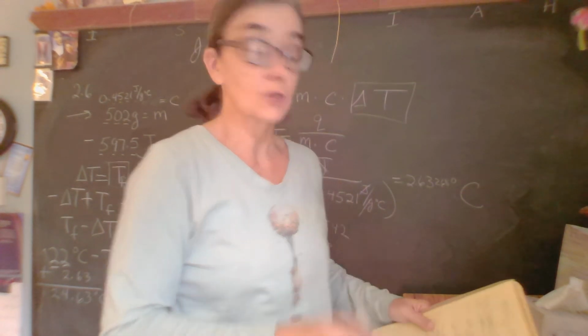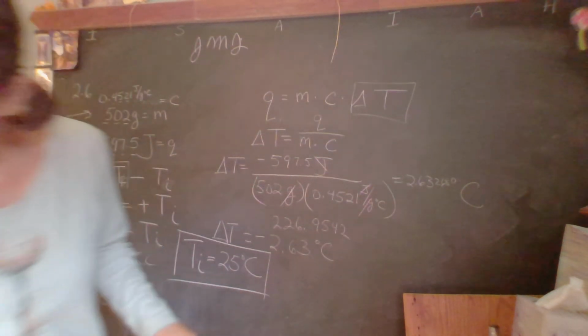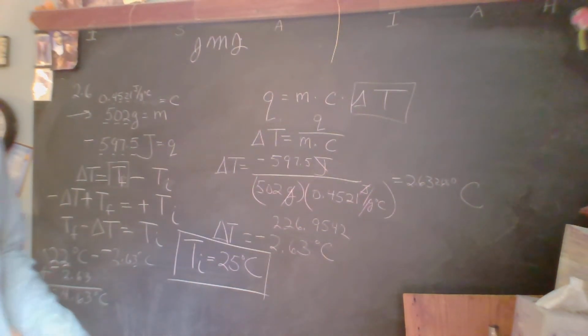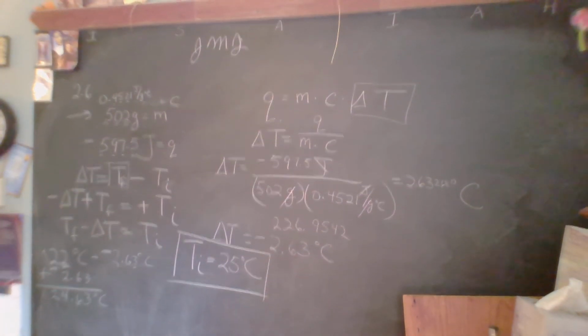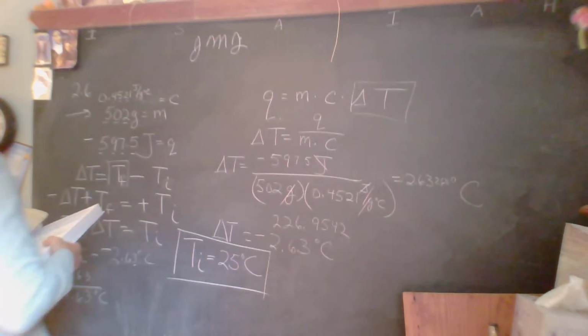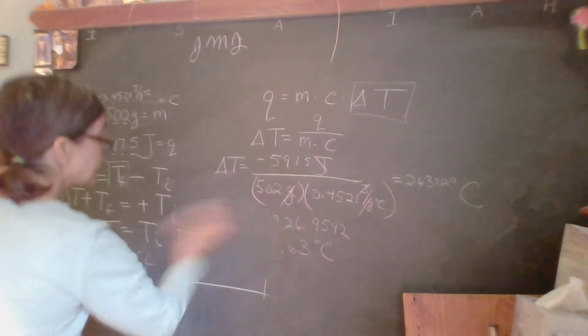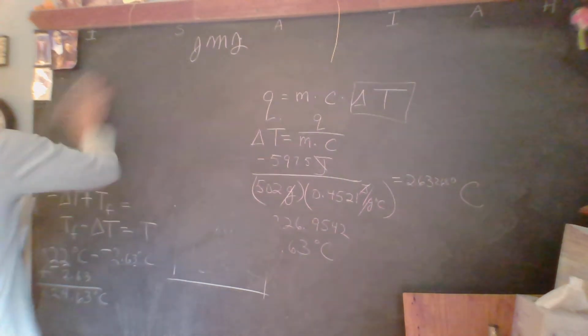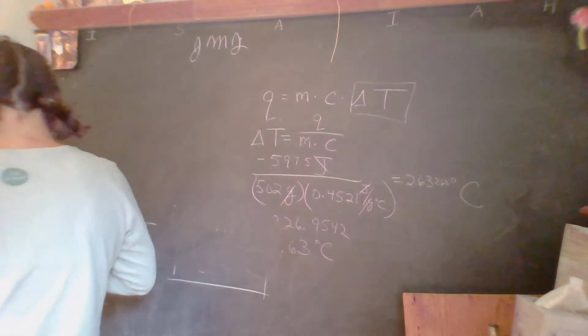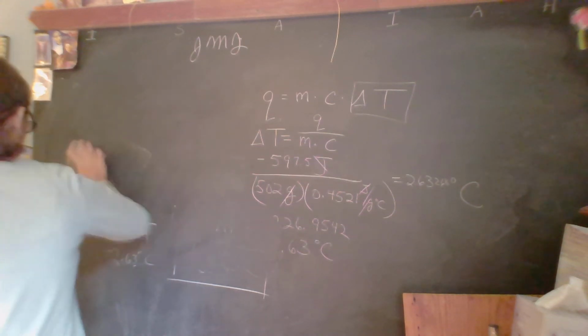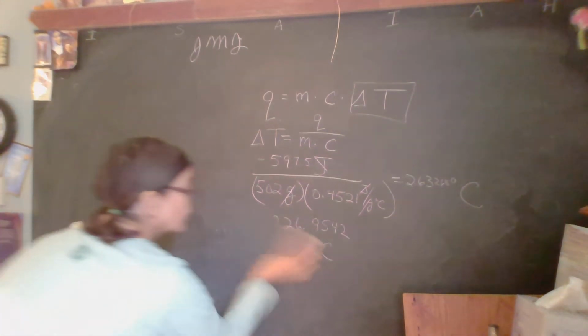Now I'm going to do 2.7. 2.7 says, if a 15.6 gram object requires 836.8 joules of heat to raise its temperature by 21 degrees Celsius, what is the specific heat of the object? This is a fun one.